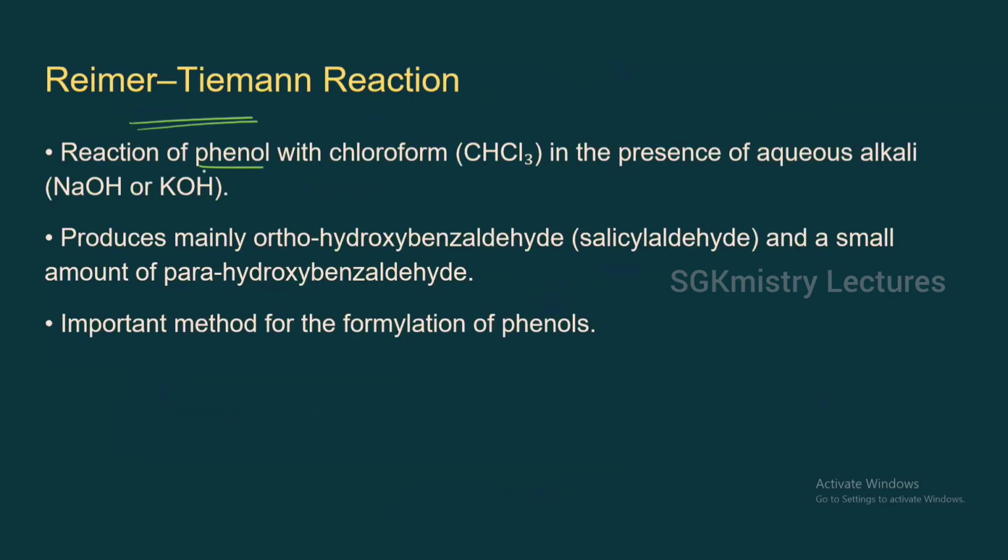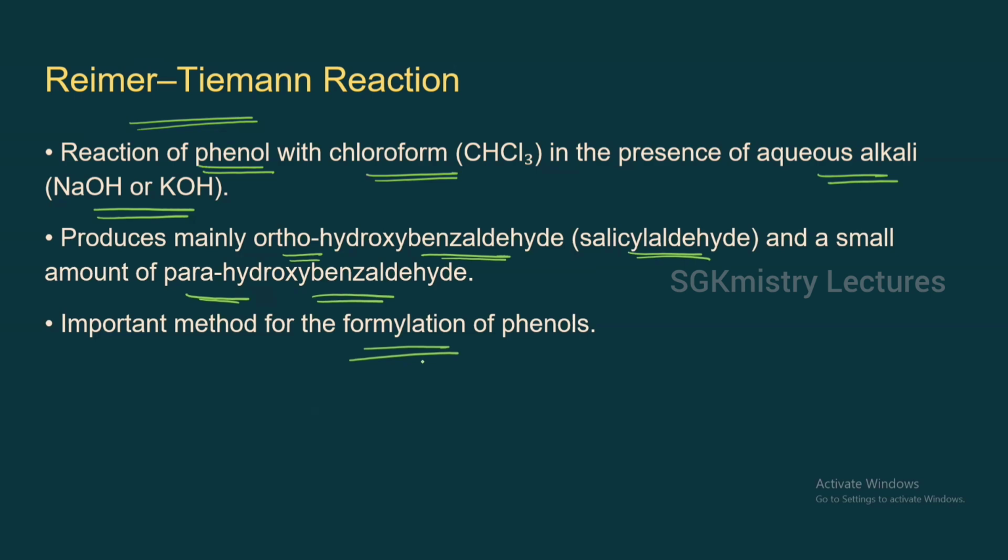So here the reaction of phenol with chloroform in the presence of aqueous alkali, that is sodium hydroxide or potassium hydroxide, produces ortho-hydroxy benzaldehyde, that is salicylaldehyde, and a small amount of para-hydroxy benzaldehyde. So this is called the Reimer-Tiemann reaction, and it is an important method for the formylation of phenols. Here mainly the CHO group is added to the phenol in the ortho position, and some amount of the para product is also obtained.